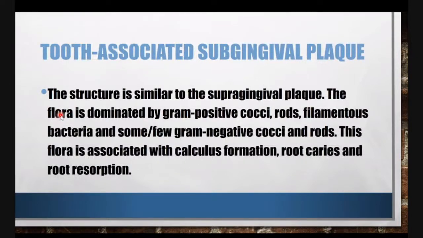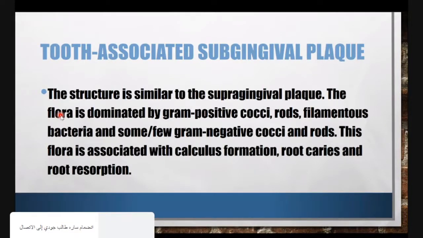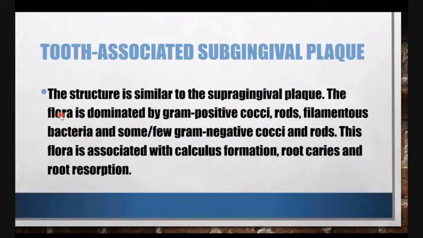Okay. The types of subgingival plaque, as we said, are tooth-associated, epithelial tissue-associated, and connective tissue-associated subgingival plaque. Now, tooth-associated: its structure is like that of supragingival plaque, meaning mostly gram-positive. The flora is dominated by gram-positive cocci, rods, filamentous bacteria, and a few gram-negative cocci and rods. This flora is associated with calculus formation, root caries, and root resorption.